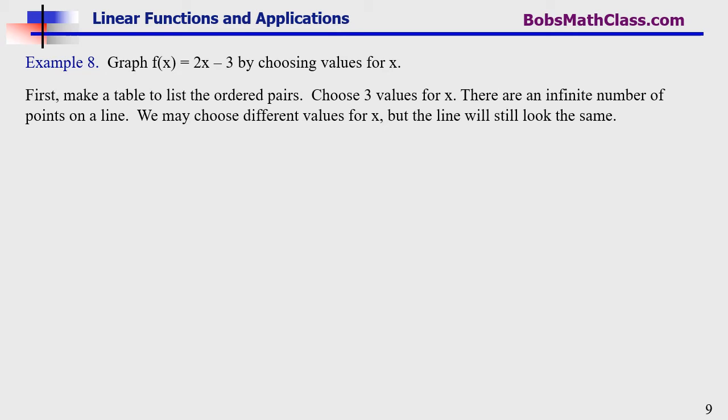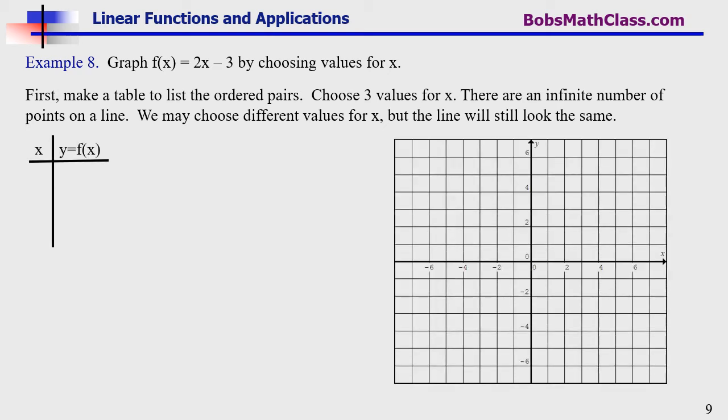All right, so we're going to choose different values for x. It doesn't matter what values you choose for x, we still should get the same line. Okay, so what number should we choose? Well, it's f of x equals 2x minus 3. If I say y equals 2x minus 3, it's the same thing. Okay, so let's choose 0, 1, and 2.